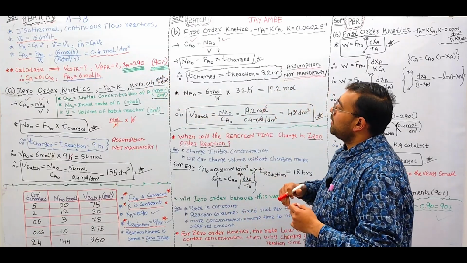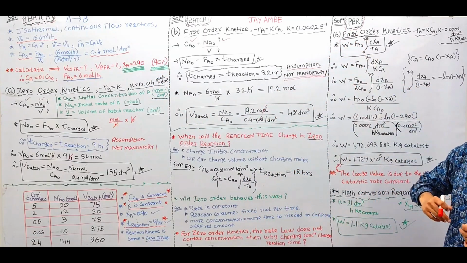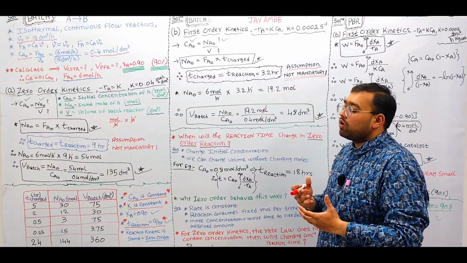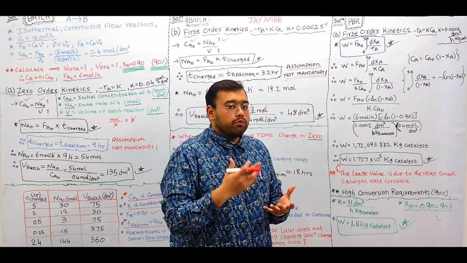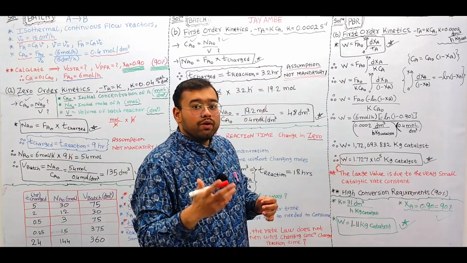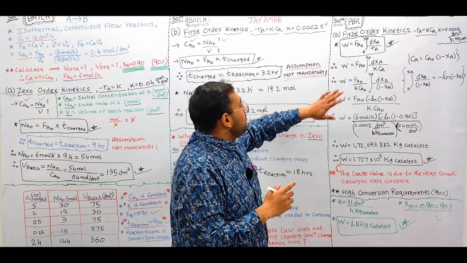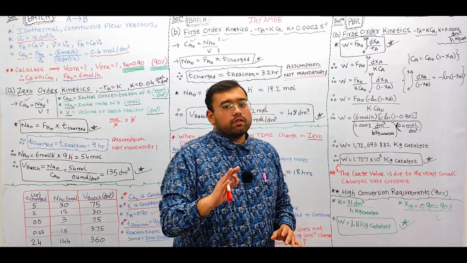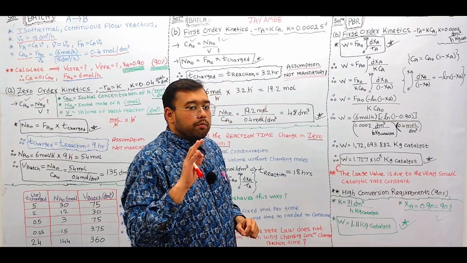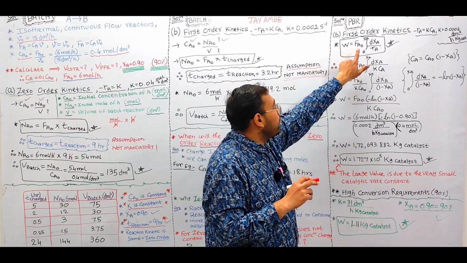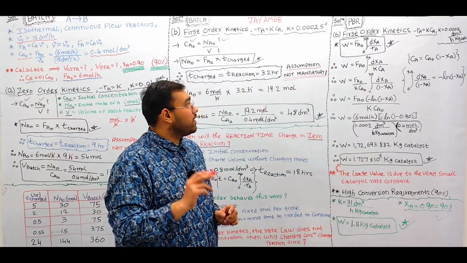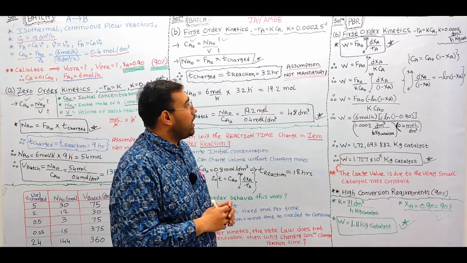In order to achieve the 90% conversion by using the packed bed reactor, how much weight of the catalyst is required? So let's understand that. First of all, we need to write the performance equation of the packed bed reactor. The performance equation of the packed bed reactor is given as W is equal to Fa naught integration from 0 to Xa dXa upon minus Ra, right?